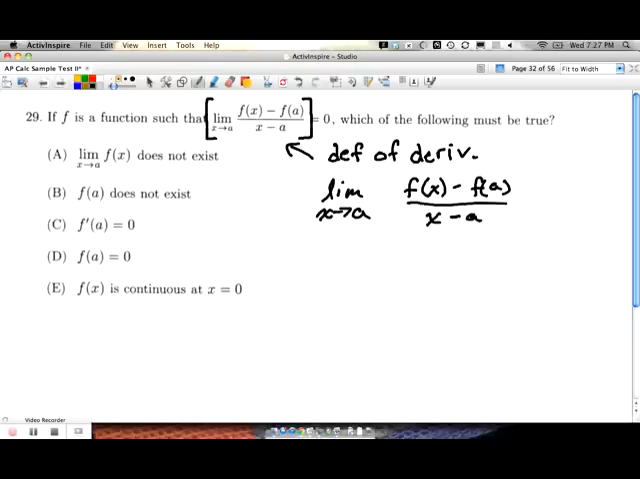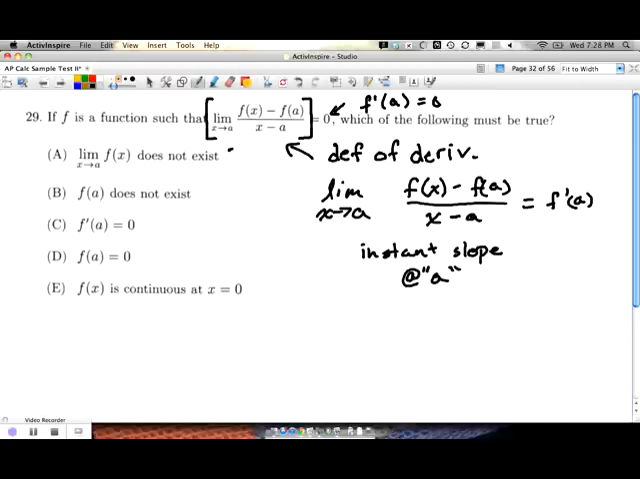We're really looking at the slope as x and a get really close together, so that's called the instantaneous slope. And if that's the instant slope at a, then this is really f prime of a. In other words, that's saying right here up top that f prime of a equals 0. Well, if f prime of a equals 0, let's see which one of these statements must be true.